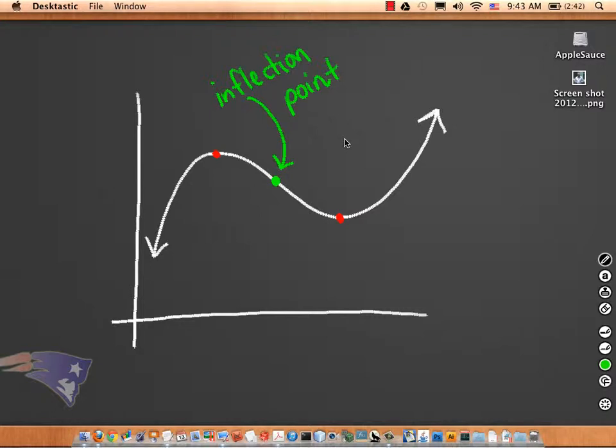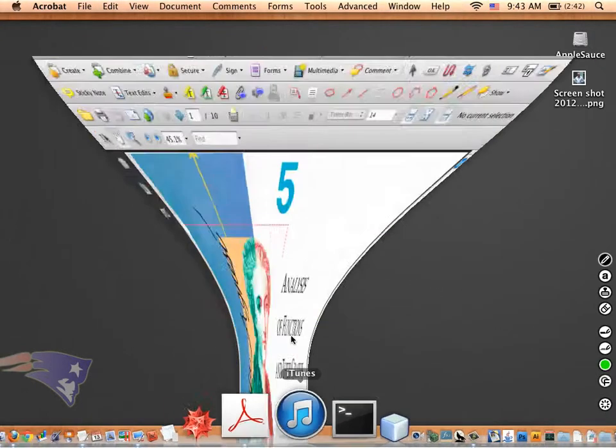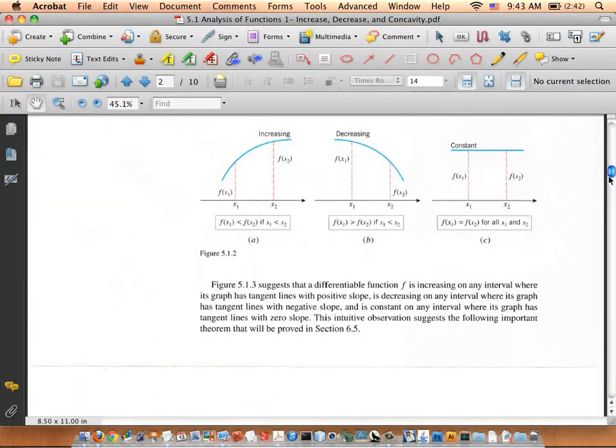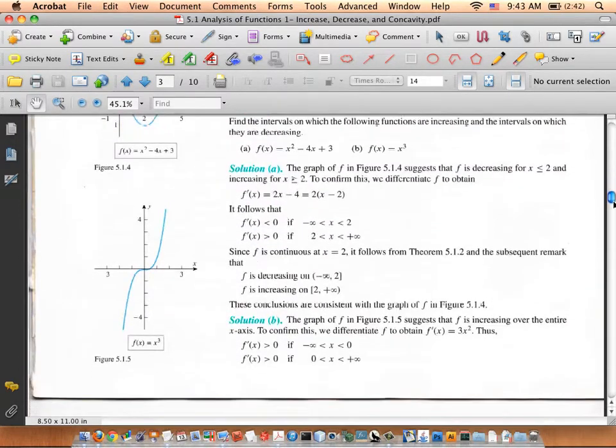So a point of inflection is a point where concavity changes. Now it could be concave down and then become concave up, or it could become concave up and then become concave down. Okay? All right, so let's see if we can find some good examples here. I should have had one ahead of time. I think maybe the book's going to have a nice one here.